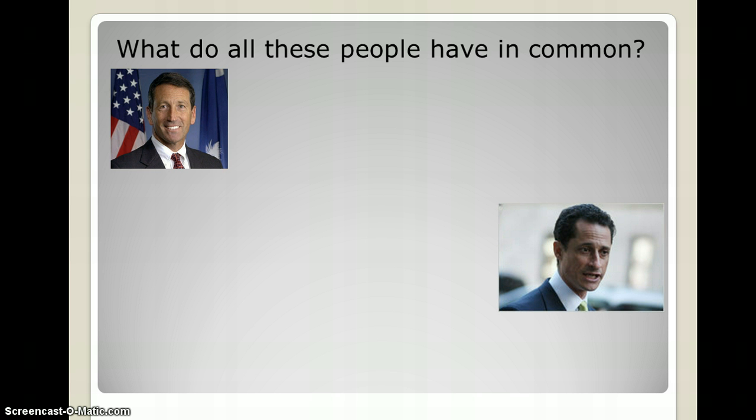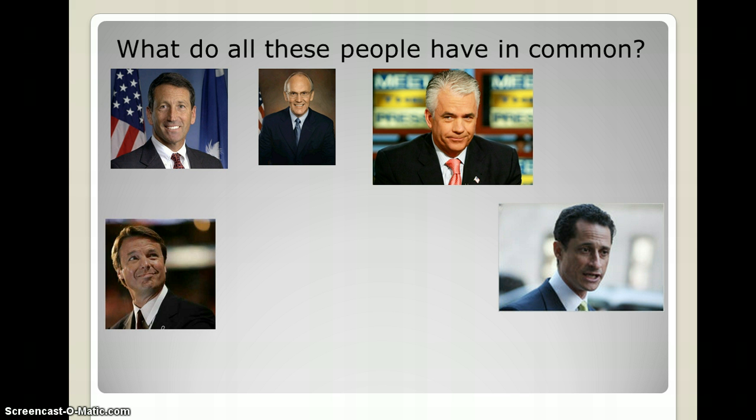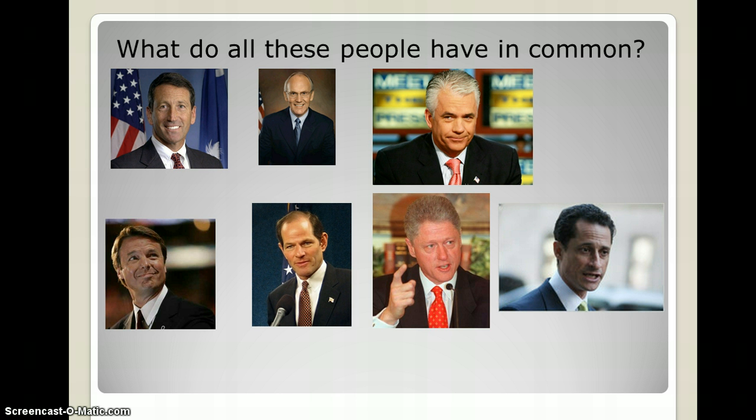This is Governor Sanford from South Carolina. This is a senator from Utah. This is a congressman from Florida. That's John Edwards, senator from North Carolina and vice presidential candidate. This is a governor of New York, and of course that is Bill Clinton. If you think about it, they all have one thing in common. They're all white, sure. They're all politicians, sure.